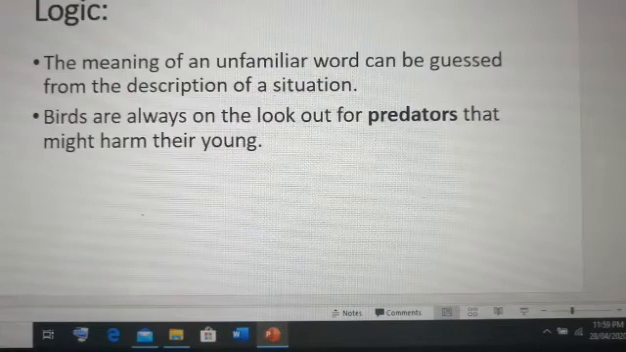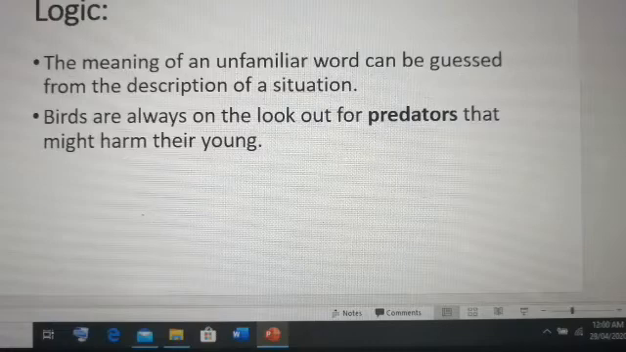By logic also, the writer sometimes tells us what can be the meaning of the word which is highlighted or asked. The meaning of an unfamiliar word can be guessed from the description of a situation. Birds are always on the lookout for predators that might harm their young. Now it is obvious in the sentence that something which is harming their young ones must be an animal eater or someone who is after them. So you can easily guess the meaning of the word predator, the one who attacks animals.